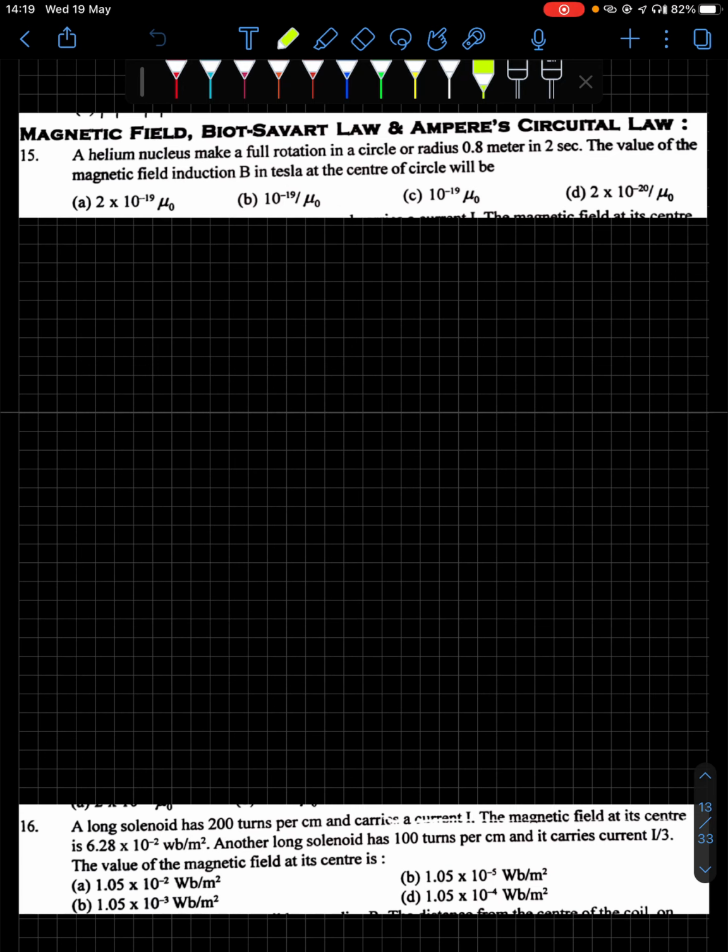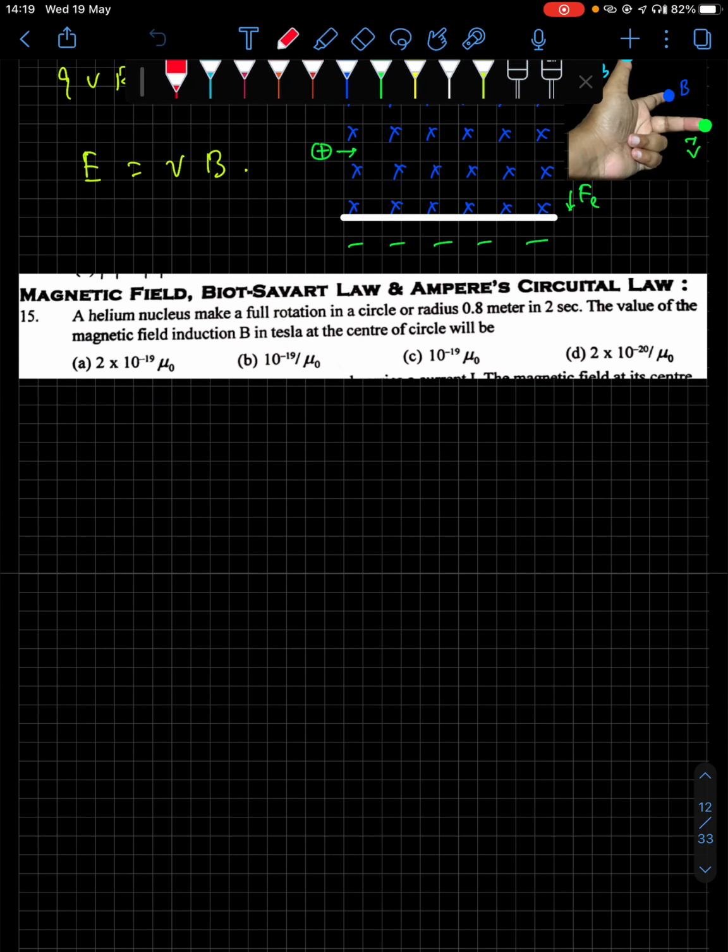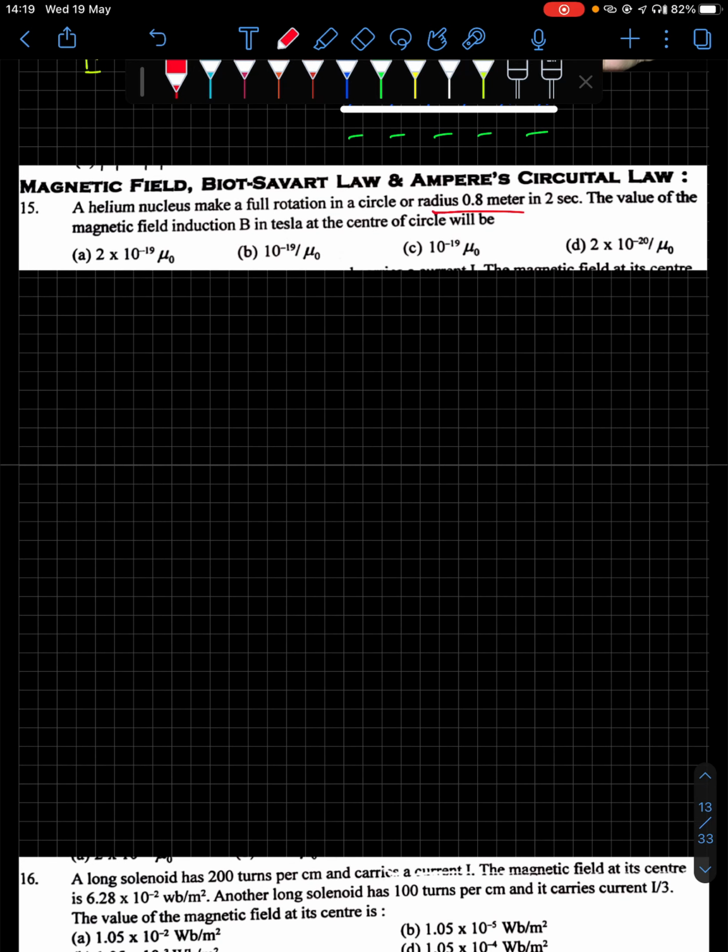You have a helium nucleus making a full rotation in a circle, right? The radius of the circle is given, and the time taken is 2 seconds. The value of the magnetic field in Tesla has to be found out, the magnetic field at the center of the circle.